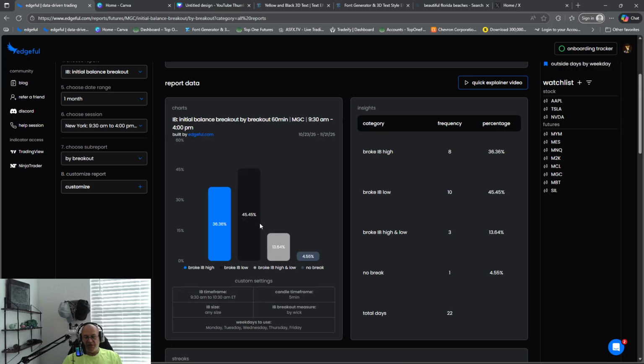Okay. Not to say you can't take a trade to the upside, not to say I won't take a trade to the upside. I'm just not going to expect as much out of upside initial balance breakouts than I would a downside initial balance breakout, okay? Until the numbers on this start to change a little bit over a 1 month time frame, okay?